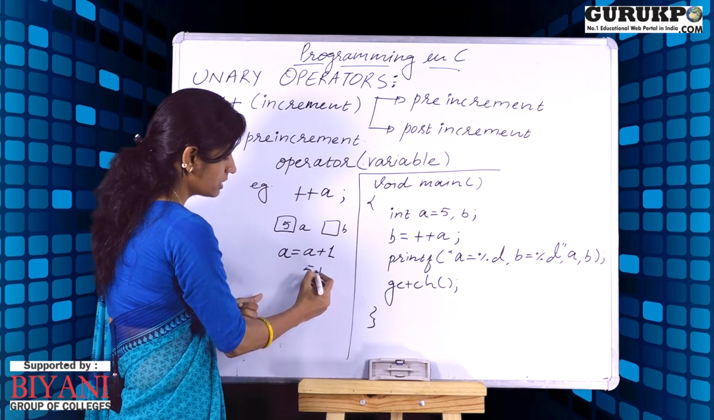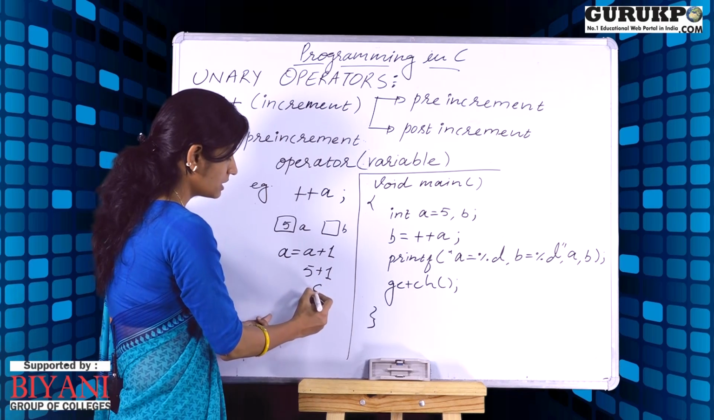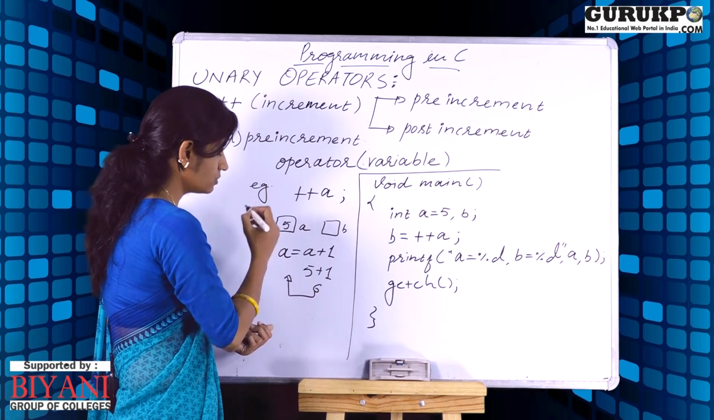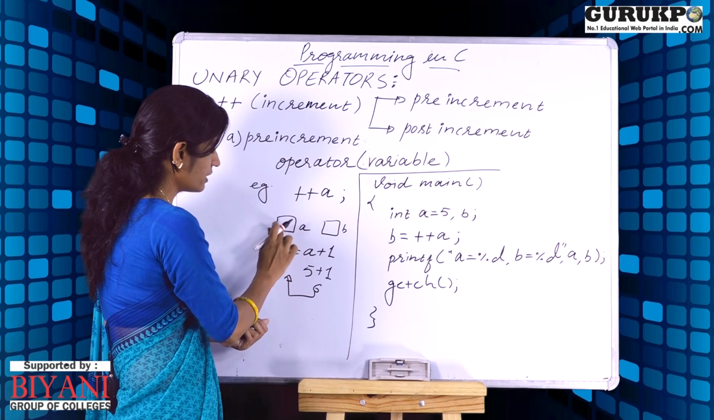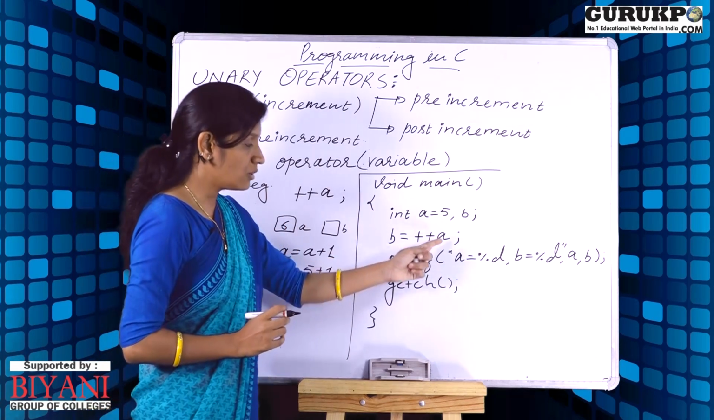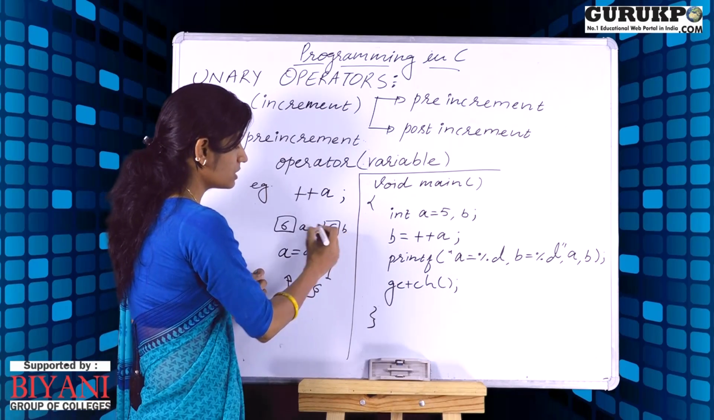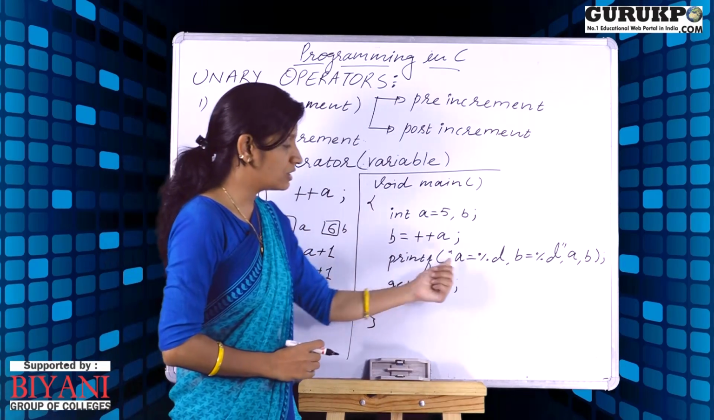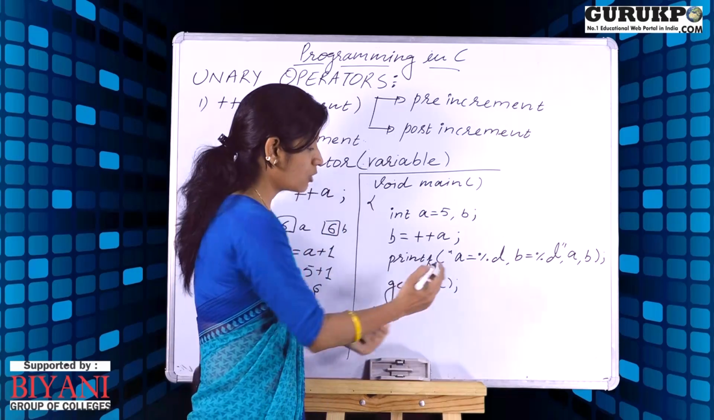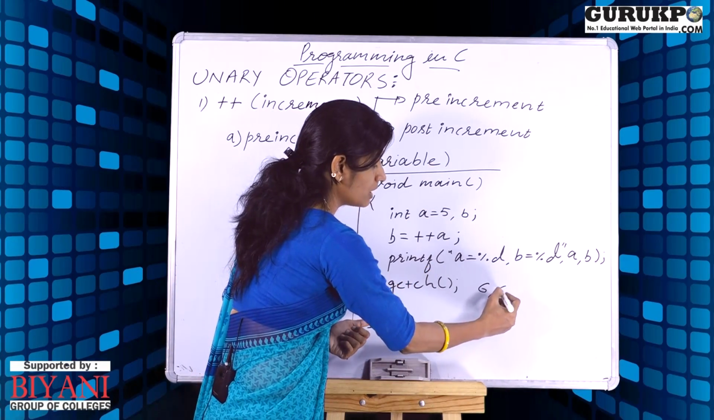5 plus 1 is what? 6. This value will be assigned to A. So the value of A will become 6. Now the 6 will be assigned to B. So the value of B will also become 6. When we print the values of A and B, the output will be 6, 6.